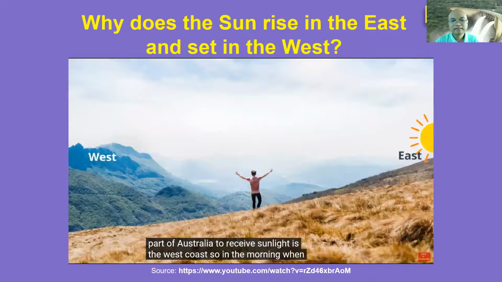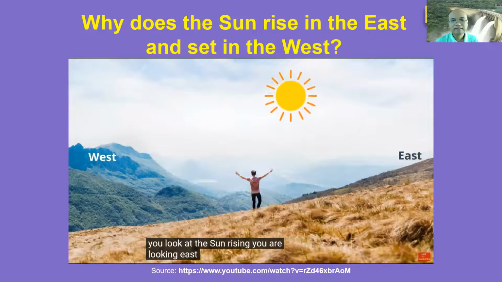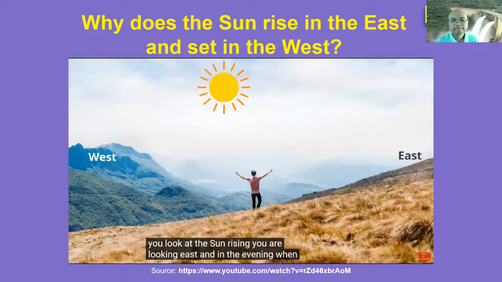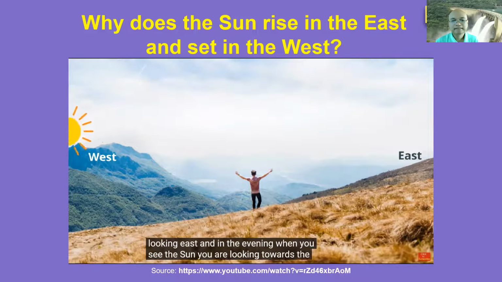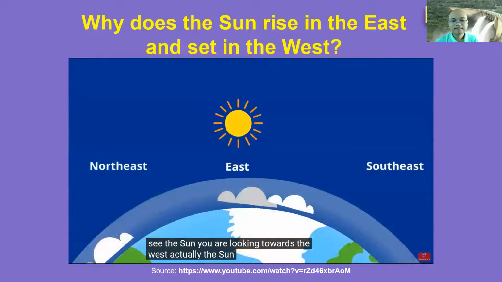So in the morning, when you look at the sun rising, you are looking east. And in the evening, when you see the sun, you are looking towards the west. Actually, the sun rises in the east and sets in the west only 2 times a year in each hemisphere.